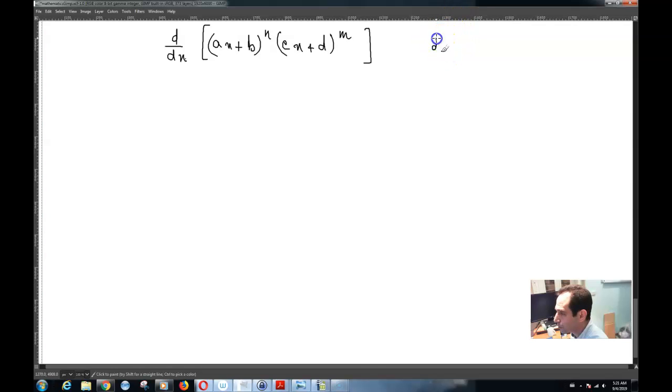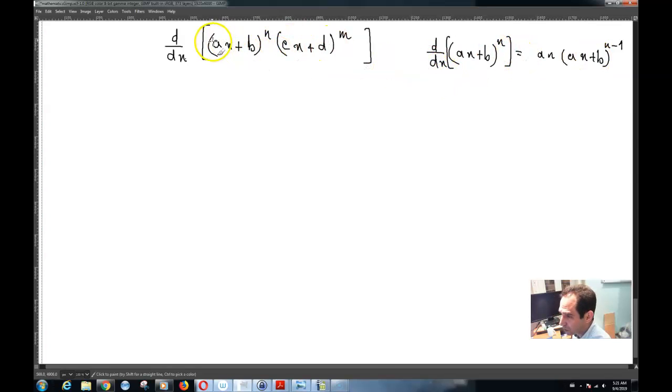was that d by dx of (ax+b) whole raised to the power n is equal to a times n times (ax+b) raised to the power n minus 1. So we showed that this was the derivative of (ax+b) raised to the power n. And of course here we have the same story: (ax+b) raised to the power n, (cx+d) raised to the power m, two such functions multiplied together.